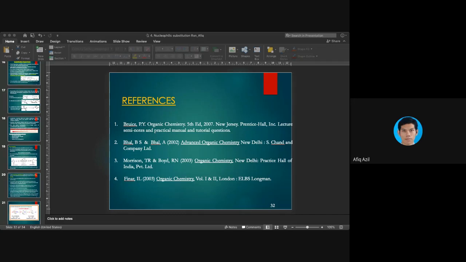So this is an example of alpha elimination. Beta elimination, this one, you are removing one hydrogen from this beta carbon and the other one, which is this L, from this alpha carbon. So that's why it is called a beta elimination or 1,2 elimination.